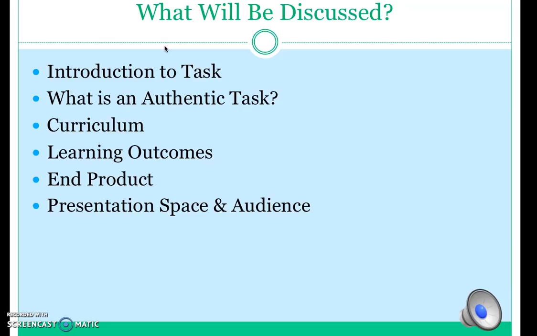What will be discussed in this overview? We'll first start off with a quick introduction to the task. We'll then look at what an authentic task is. We'll then look at where our task fits in the Year 7 curriculum. Thus, we'll then look at the learning outcomes of this task based on the curriculum and topics. We'll then discuss the end product and its standards. And lastly, we'll talk about where the video will be found and the audience of that stage.